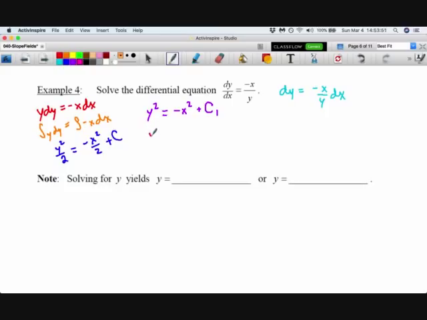Take the square root of both sides. Y equals plus or minus. I put the plus or minus as soon as I take the square root of both sides. Something like that. Again, I can't emphasize enough, this is not plus or minus x plus c2 or something like that.